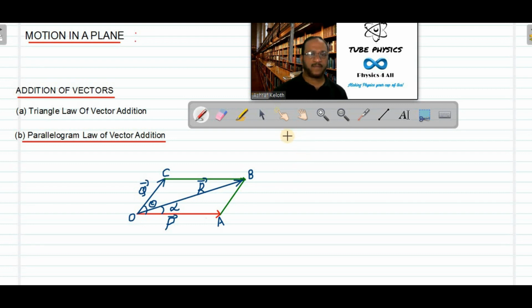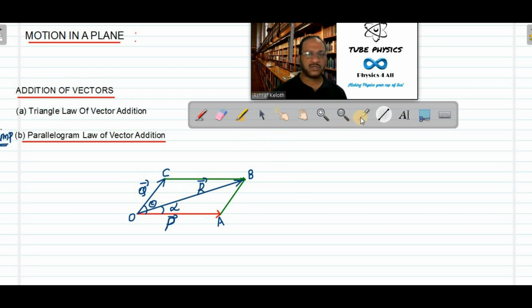Got it? So the statement of the parallelogram law of vector addition is like this. If two vectors acting at a point can be represented as two sides of a parallelogram, then the diagonal of the parallelogram will give the resultant of the two vectors in magnitude and direction.